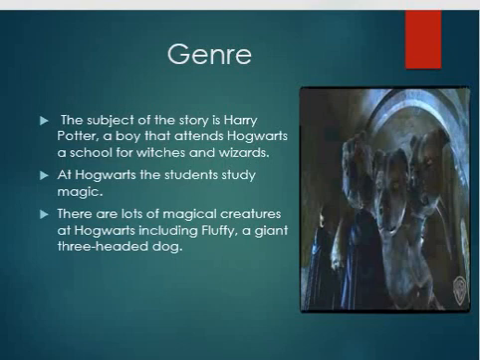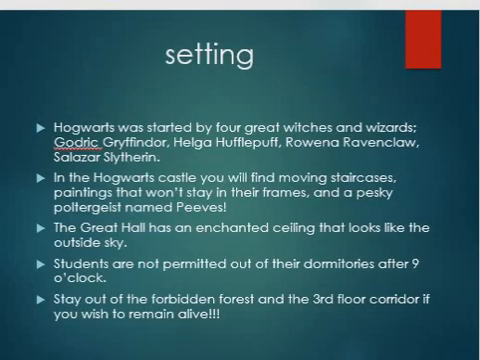So there are lots of magical creatures at Hogwarts, including Fluffy, a giant, basically three-headed dog. If we talk about the setting, Hogwarts was started by four great witches and wizards: Godric Gryffindor, Helga Hufflepuff, Rowena Ravenclaw, and Salazar Slytherin.